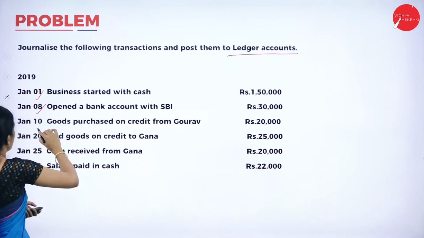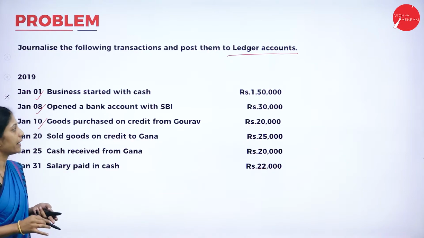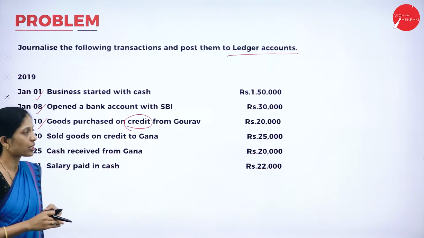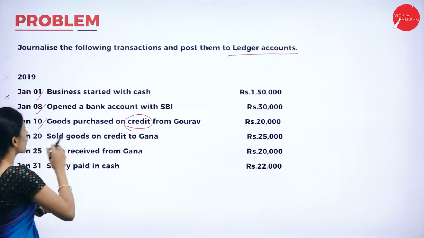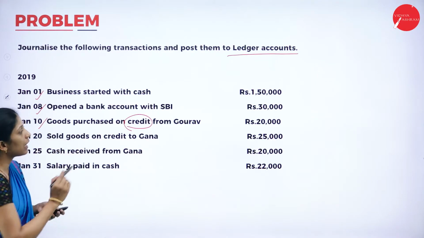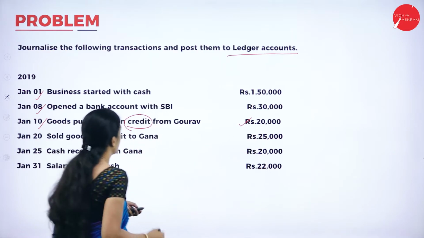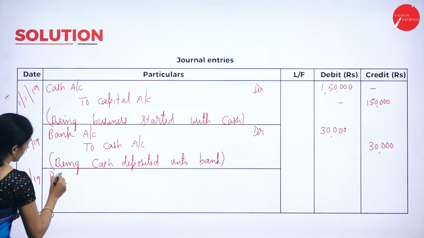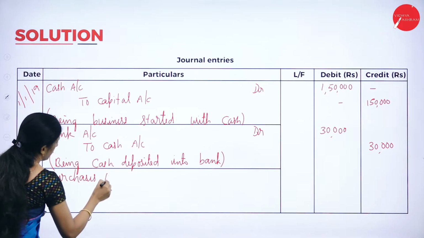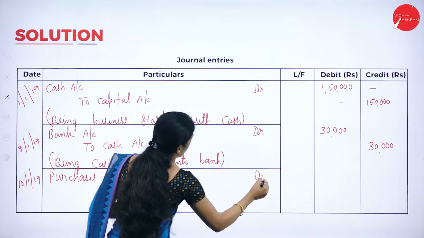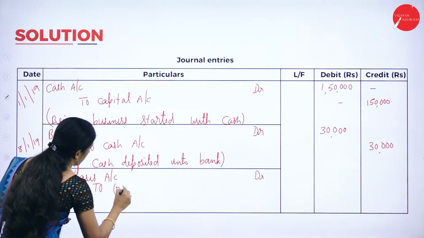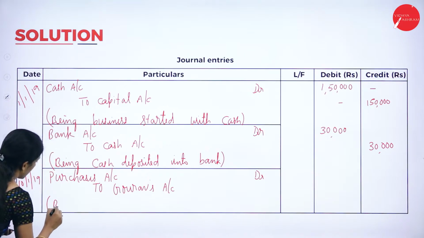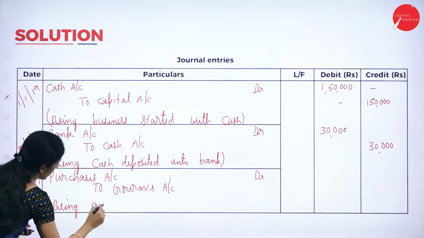Now, coming to the next one, January 10th. Goods purchased on credit from Gaurav. Here they have mentioned the word credit, in the sense that we have not paid by cash or purchased by cash. So, what is the entry? Purchases account debit to Gaurav's account. What is the amount? 20,000, and the date is 10. So, 10/1/2019, purchases account debit to Gaurav's account. Write the narration: being goods purchased on credit.